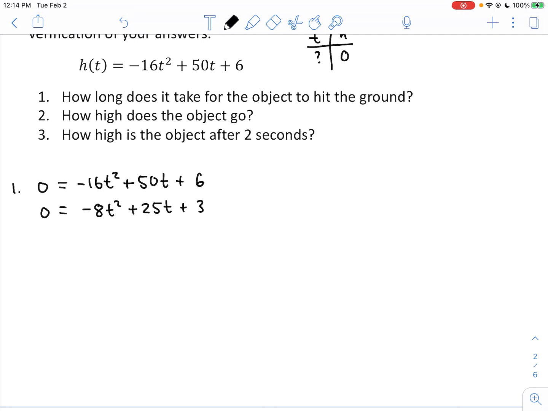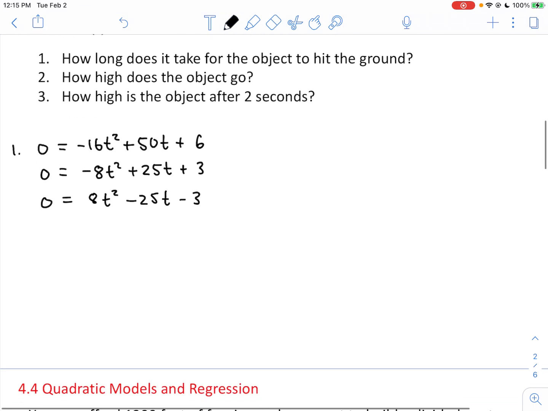I also don't really love the negative in front, so I'm going to multiply both sides by negative 1 as well. It's going to change all the signs over here, but you don't need to do this if you don't want to. Typically I like to have a leading coefficient that's positive when I try factoring. And if you try factoring this, to save time, it won't factor, which doesn't mean we can't get an answer, because we would use the quadratic formula instead.